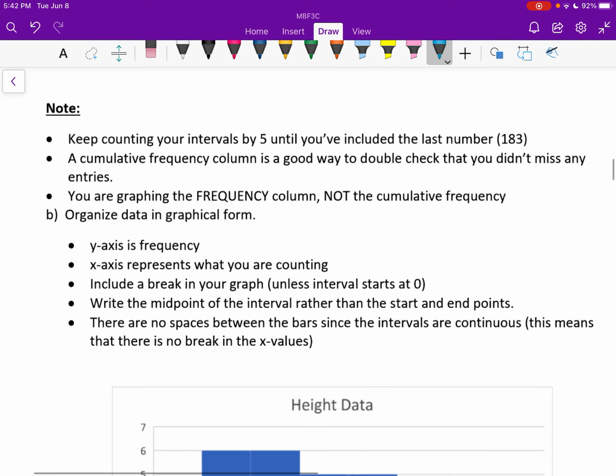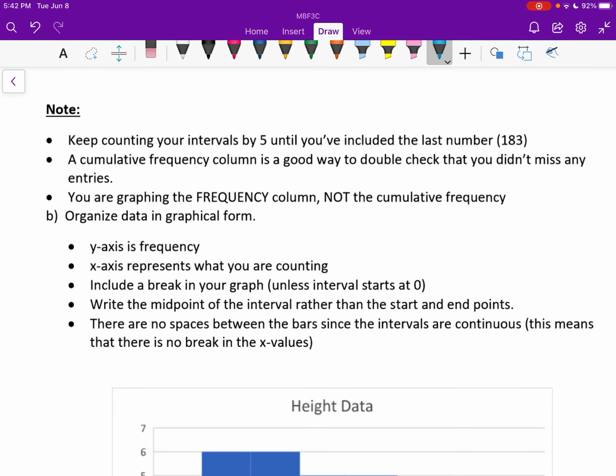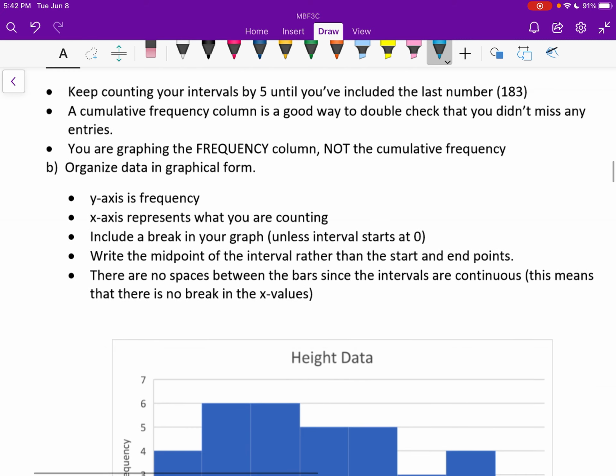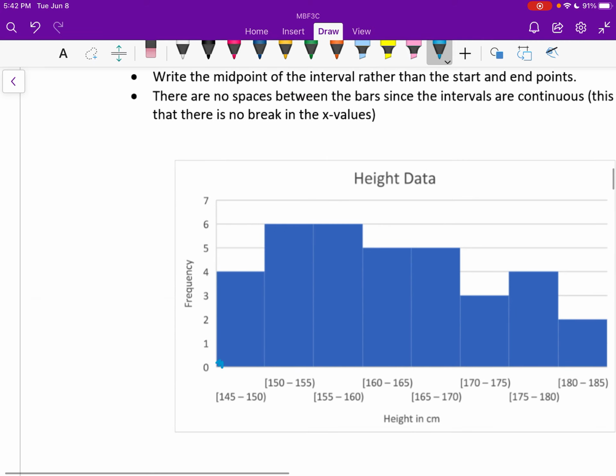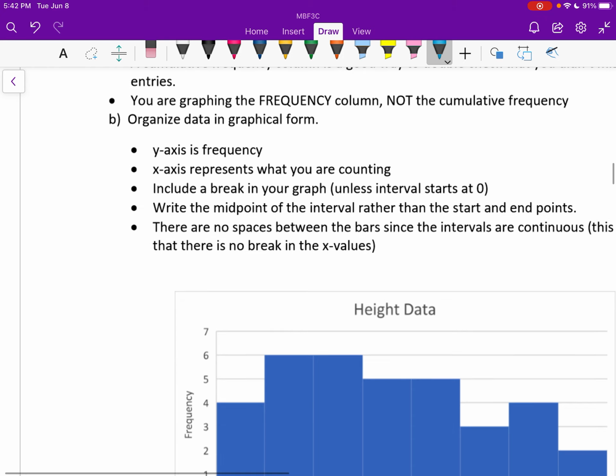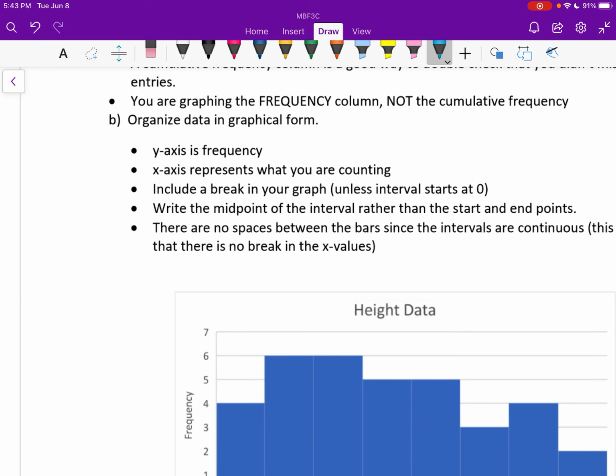So that just says right here, in order to graph our column, your Y-axis is going to be frequency, and your X-axis is going to represent what you're counting. So include a break in your graph unless the interval starts at 0. Ours started at 145, so there should be a break here, right? And then write the midpoint of the interval rather than the start and the end points.